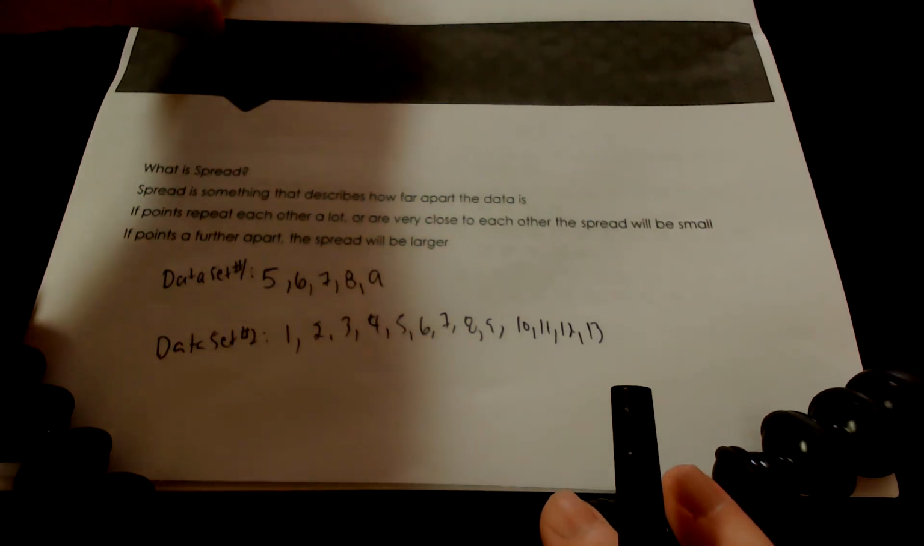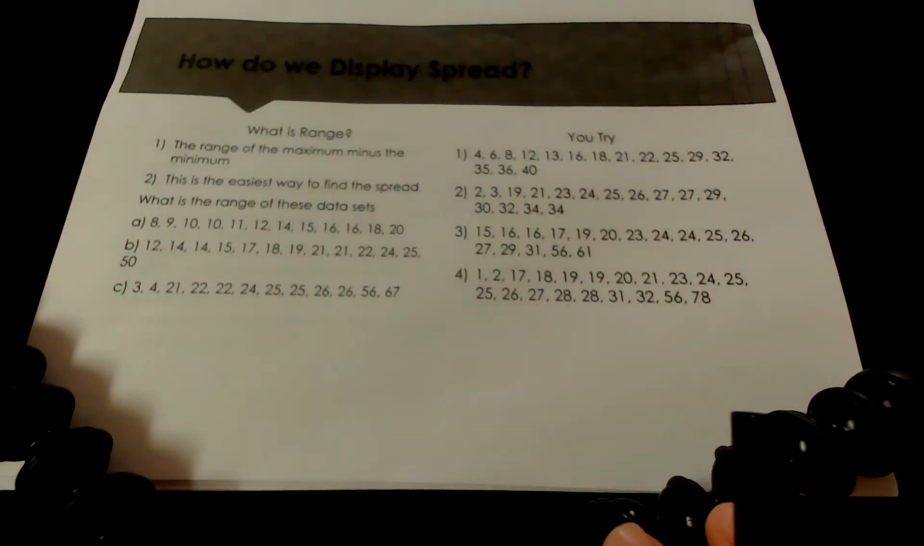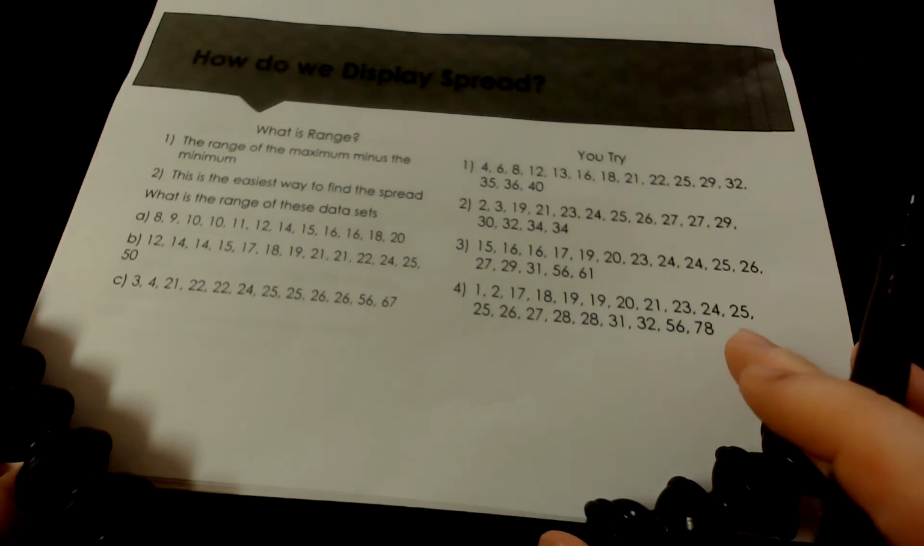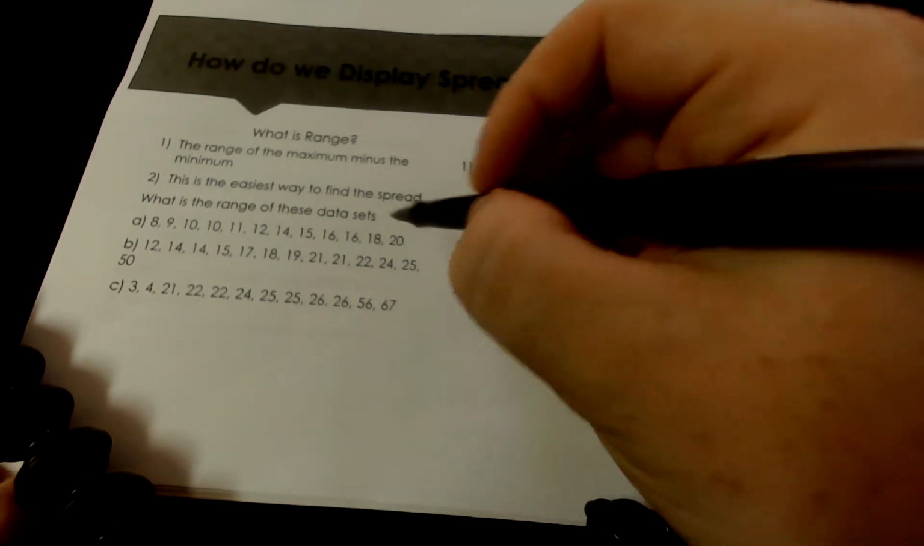So the first and easiest one is just the range. So how do we display the spread? Range is one of them. We just do the maximum minus the minimum. It's also the easiest way. Now, all of these happen to be in order, and I can just do these right here.